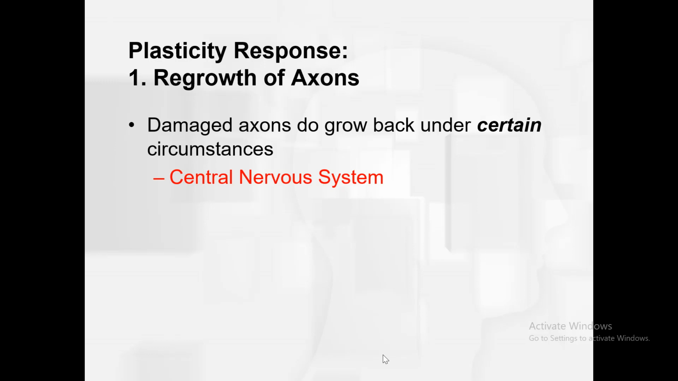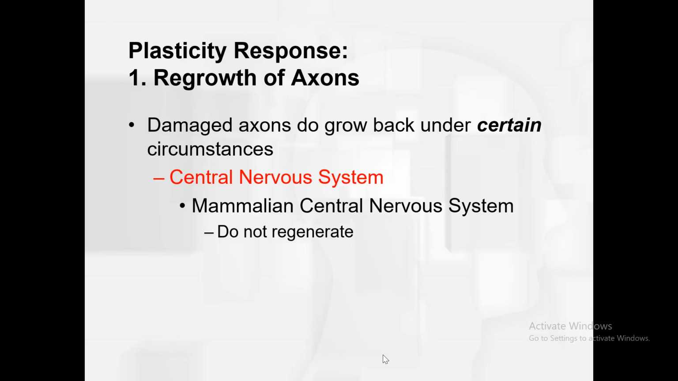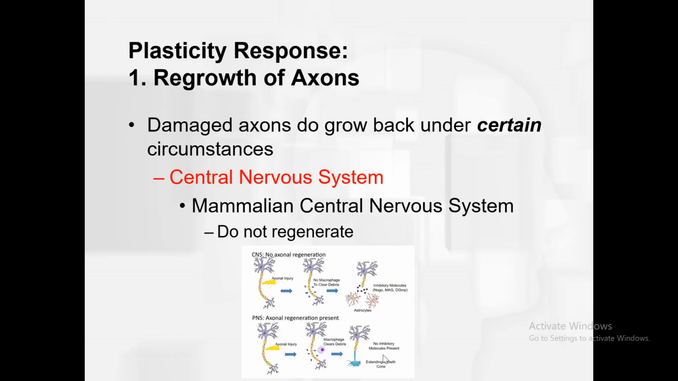Now, in the central nervous system, so in our brain and our spinal cord, especially the mammalian central nervous system, because we're mammals, right? So that's what we're going to talk about. We don't see the regrowth of axons. We don't see axons regenerating. And this diagram here shows the main differences between the central nervous system and the peripheral nervous system.